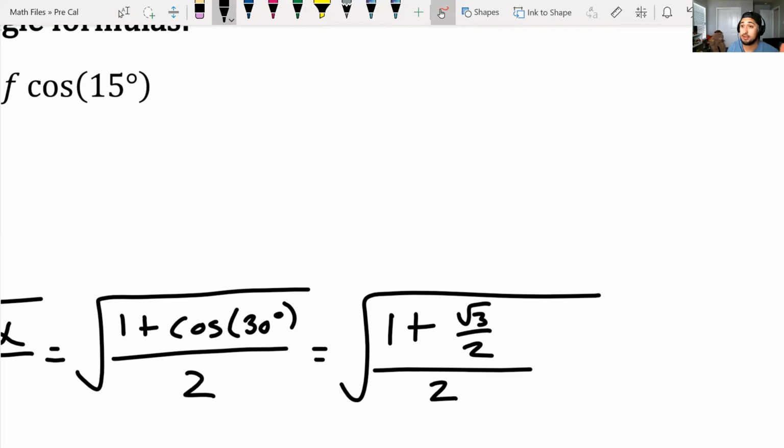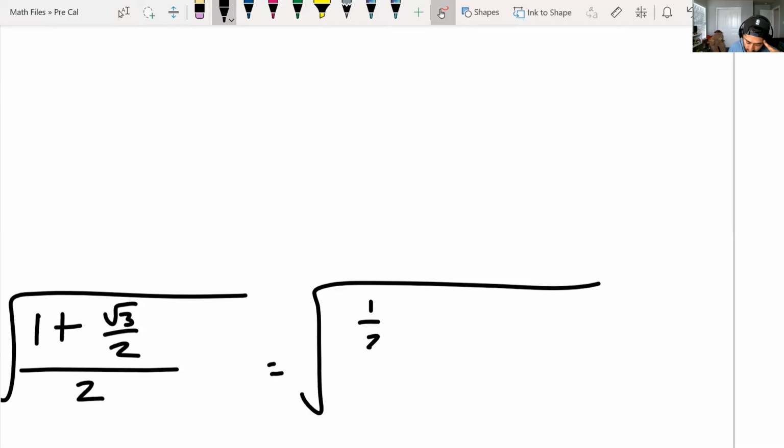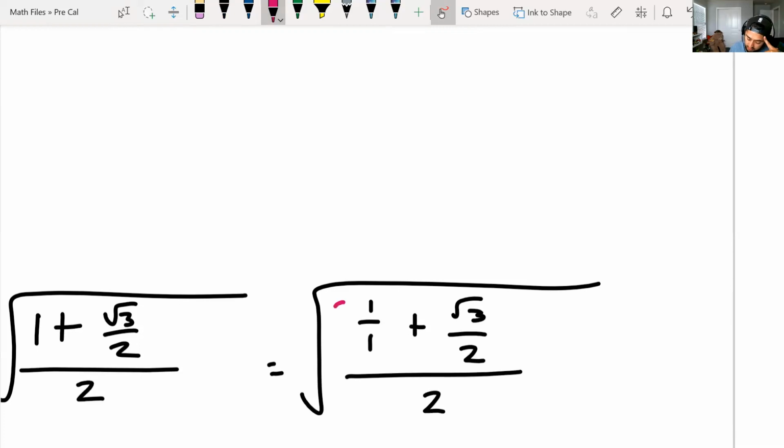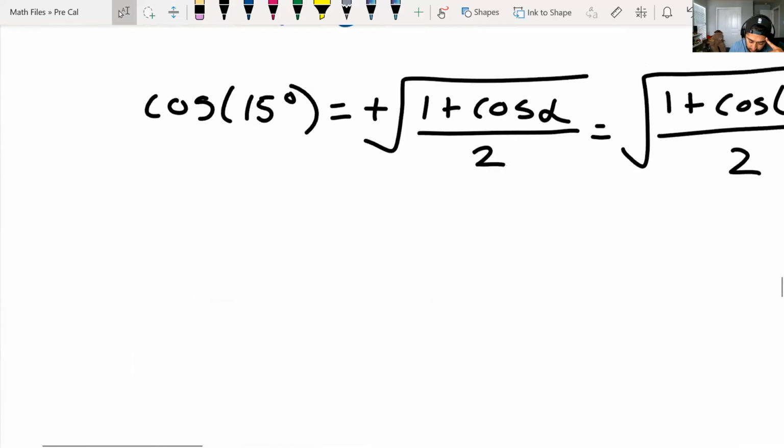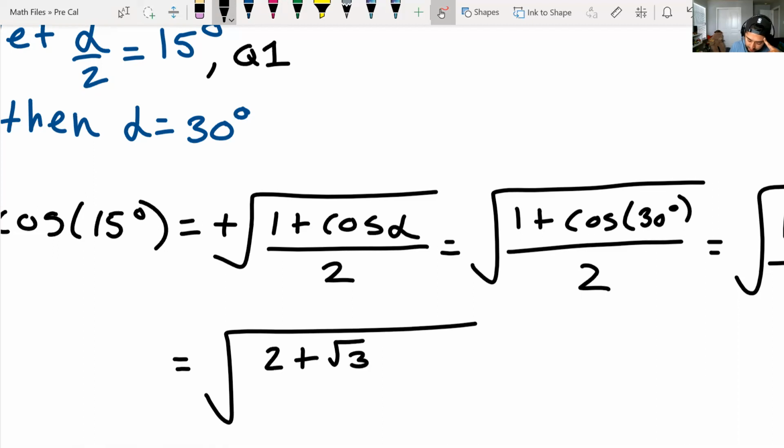So what we're going to do next is clean this up. I am going to take this 1 and convert it into a fraction. So I'll write all those steps out. This becomes the square root of 1 over 1 plus the square root of 3 over 2, all over 2. Then common denominator, 2 times 2. And this becomes the square root of 2 plus the square root of 3 over 2, over 2.